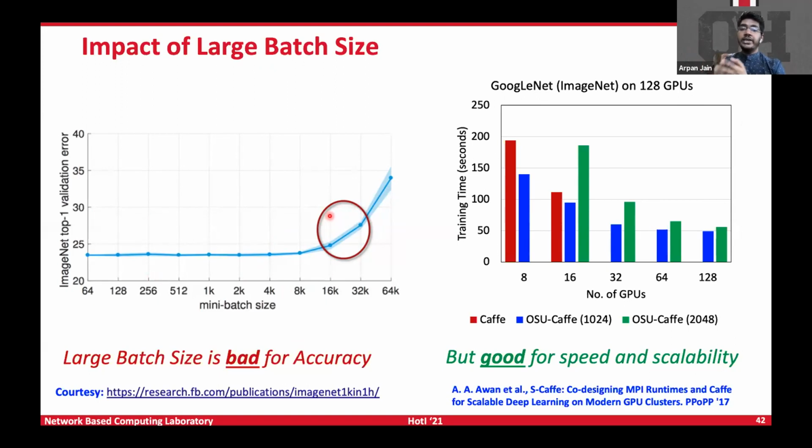Currently, we can train the ResNet 50 model on the ImageNet dataset with a batch size of 64K or even 80K, something like that. So this is the reason we are seeing the push to train with large batch sizes.